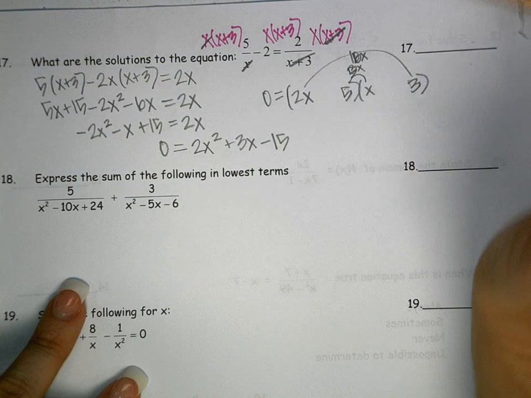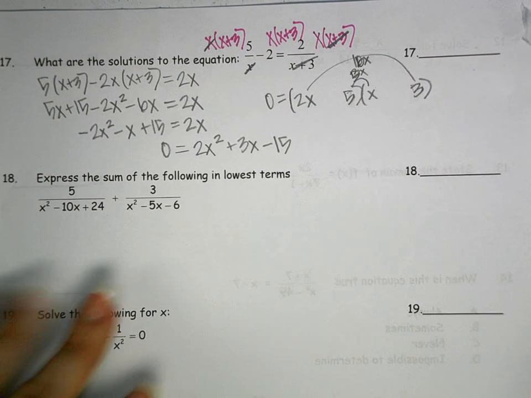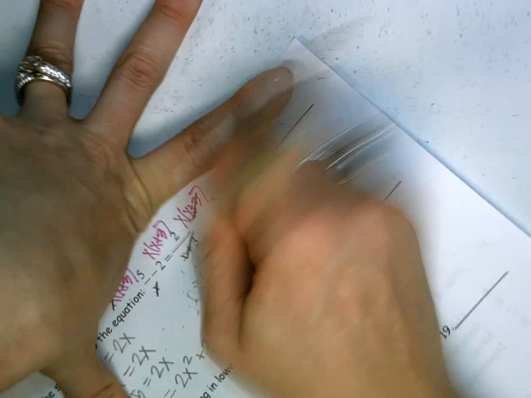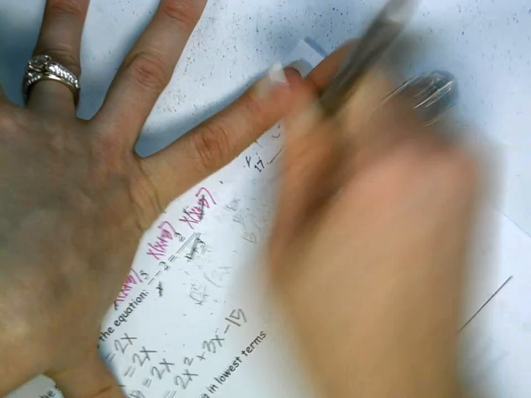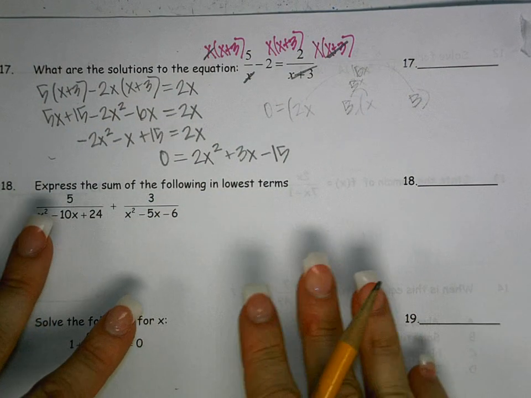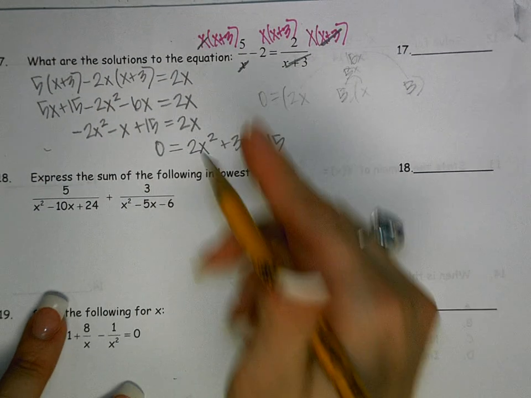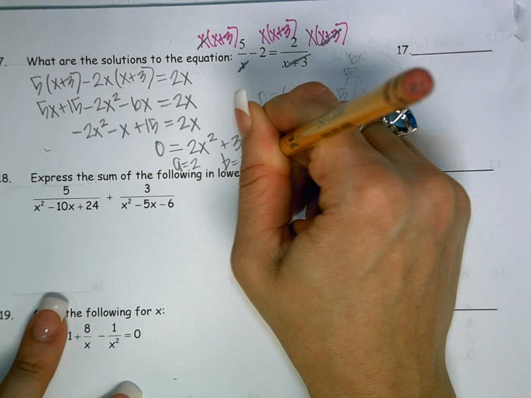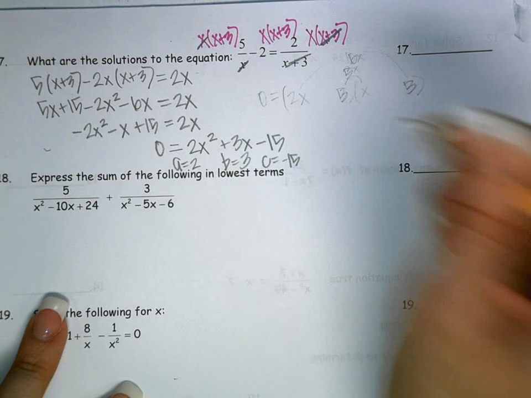Since it's not factorable, what do you know you have to do? The quadratic formula. So you have to try to factor first. Okay, you have to at least attempt to factor this. Okay, so a, b, c's, a is 2, b is 3, c is negative 15.